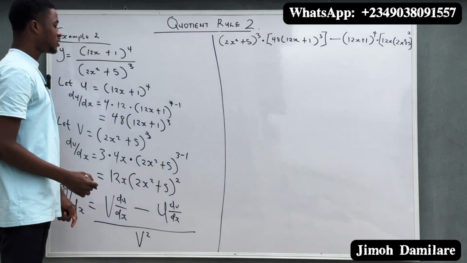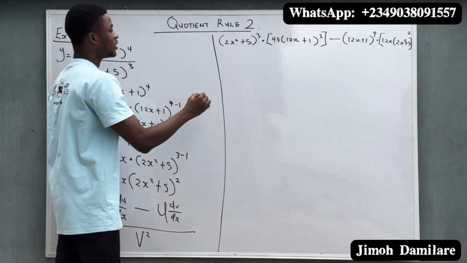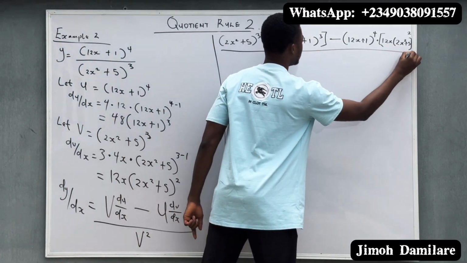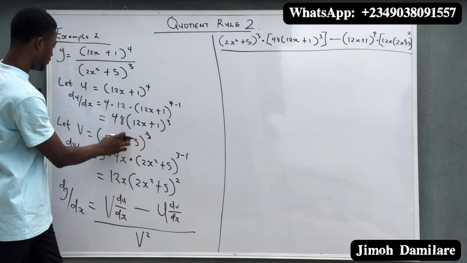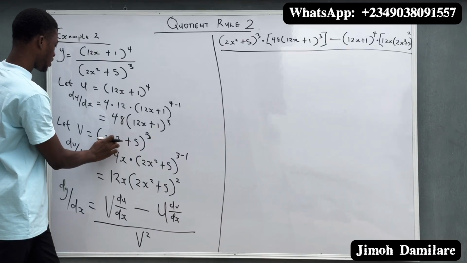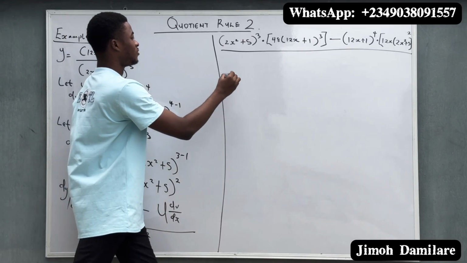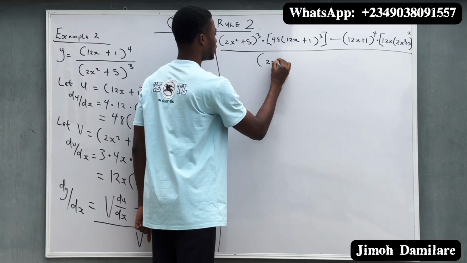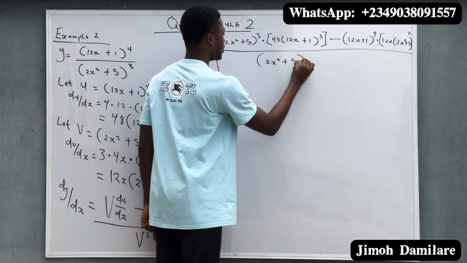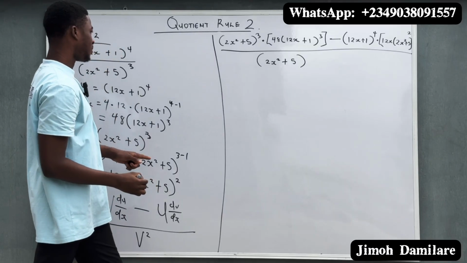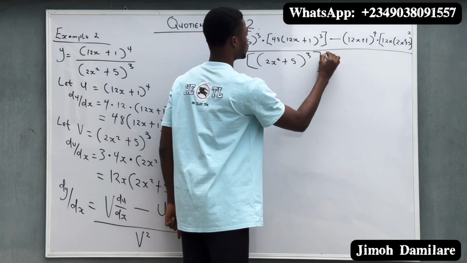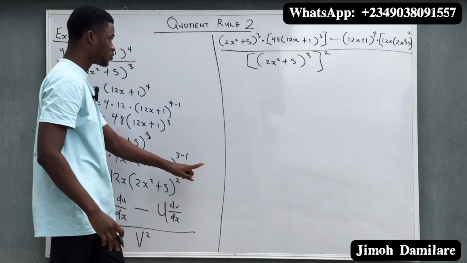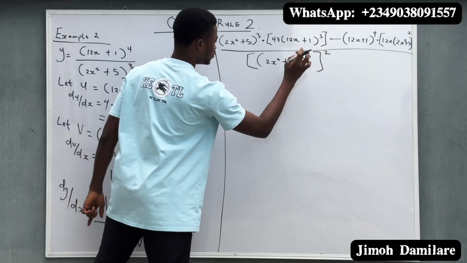So now that we have gotten this, all over v squared. Don't forget our v squared. So all over, what is our v square? Our v is 2x squared plus 5. So we have our v, 2x squared plus 5 raised to power 3. So we square bracket it because of the square. So this is our v square. So this is our v and this is the square.